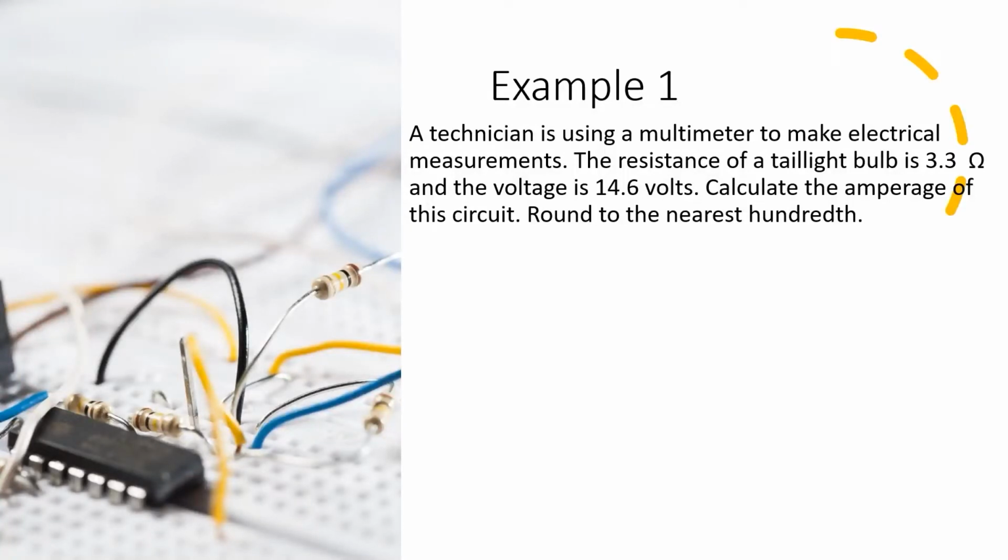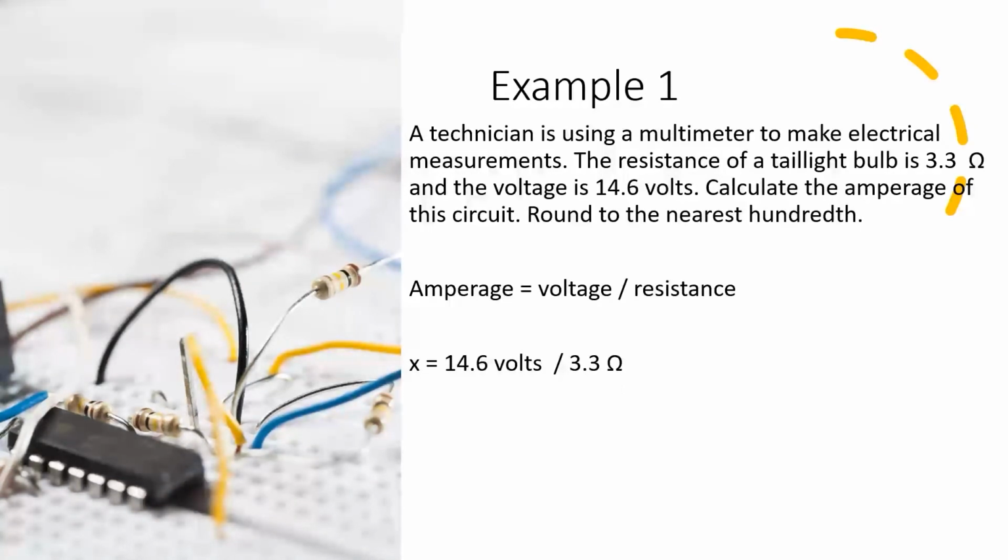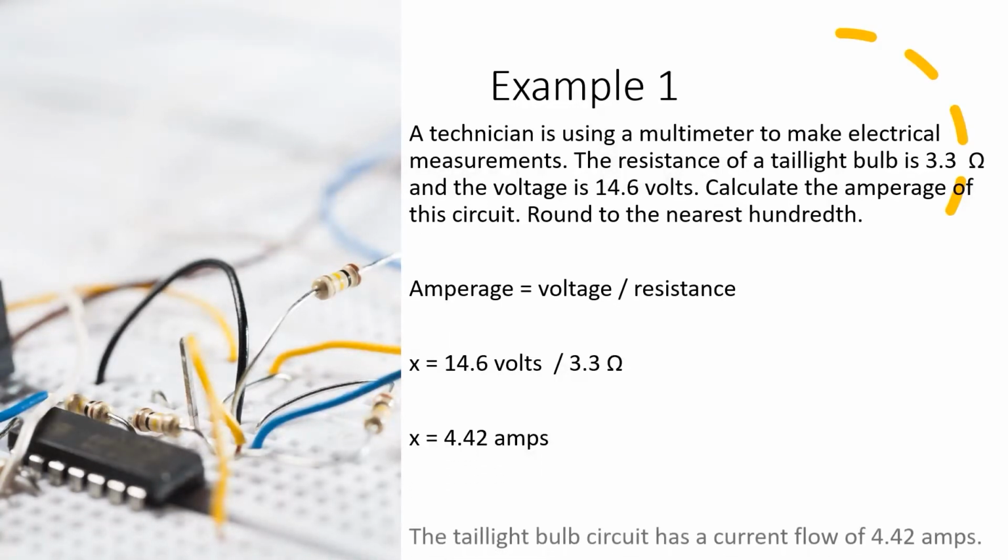To begin, we know that amperage equals voltage divided by resistance. We can take the values from the problem and plug them into our formula to calculate the amperage. We'll represent amperage with X since it's unknown. X equals 14.6 volts divided by 3.3 ohms of resistance. Thus, X equals 4.42 amps.